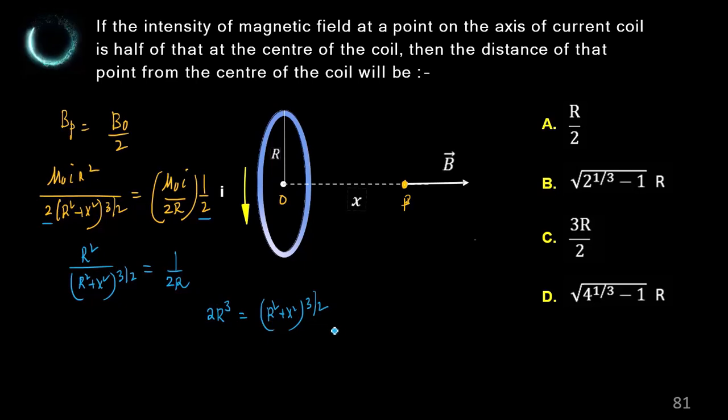Now you have to square both sides. What I am getting? 8R to the power 6 should be equal to (R square plus X square) whole to the power 3. That means R to the power 6 plus X to the power 6.